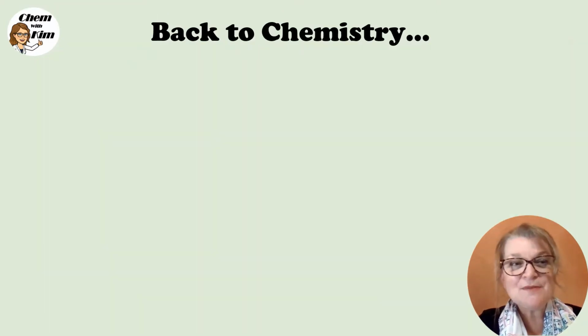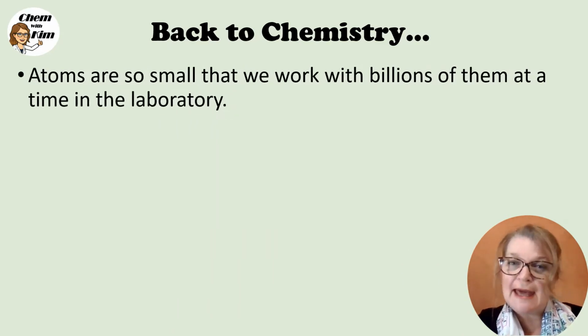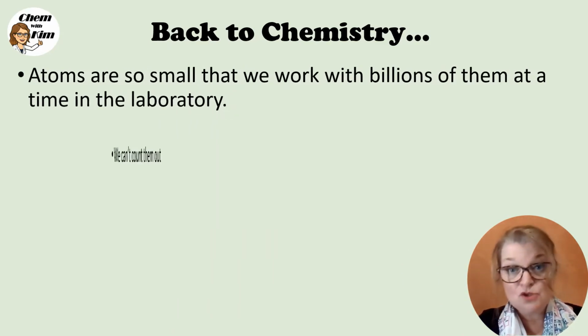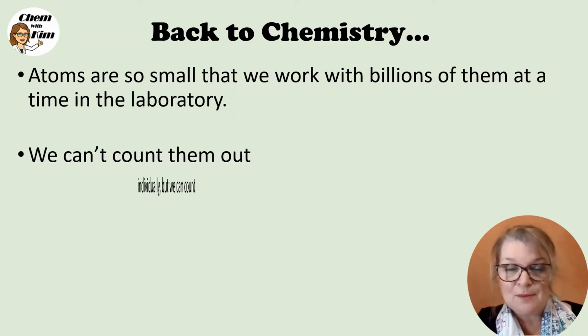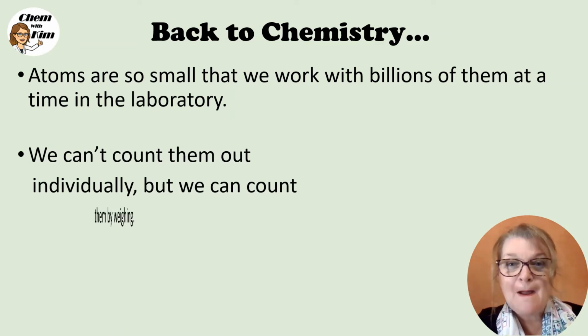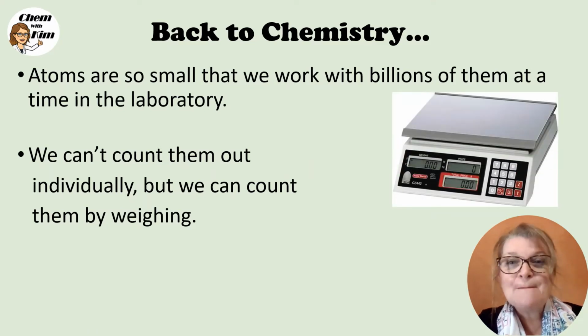So we do the same thing in chemistry. It's not possible to count the individual atoms or molecules because they're too small and there's too many of them in a sample to count them out. But we can determine how many atoms or molecules are present by weighing the sample. So we're going to count molecules and atoms by weighing, not by counting. And to do that, we're going to use the concept of the mole.